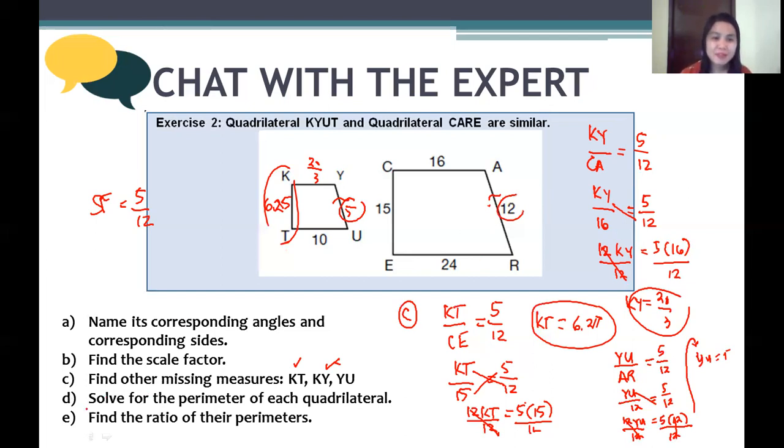Now, for letter D, we solve the perimeter of each quadrilateral. So we simply add them. The first one, if you add all of the sides, you'll get 27 and 11 over 12. For the other one, if you add all of them, you'll get 67. We find the ratio of the perimeters. If you divide 27 and 11 over 12 by 67, it will give you an answer of 5 over 12, which is equal to our scale factor.